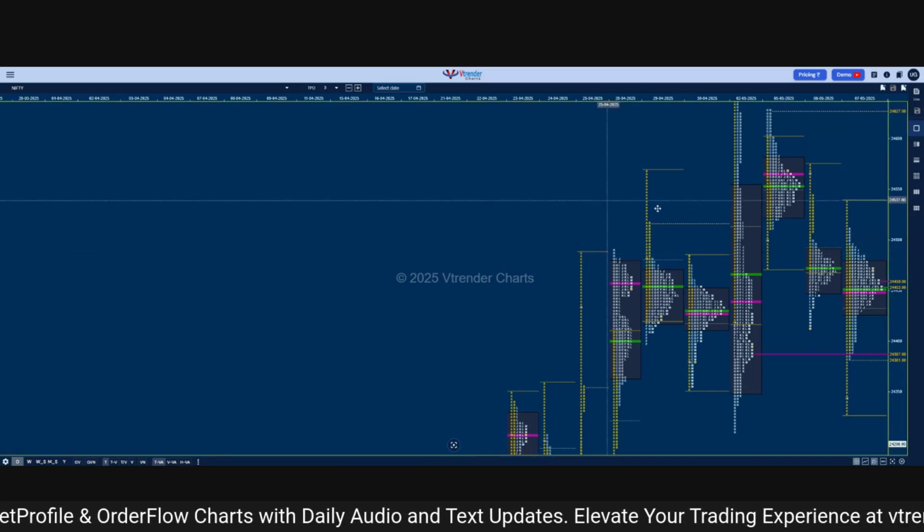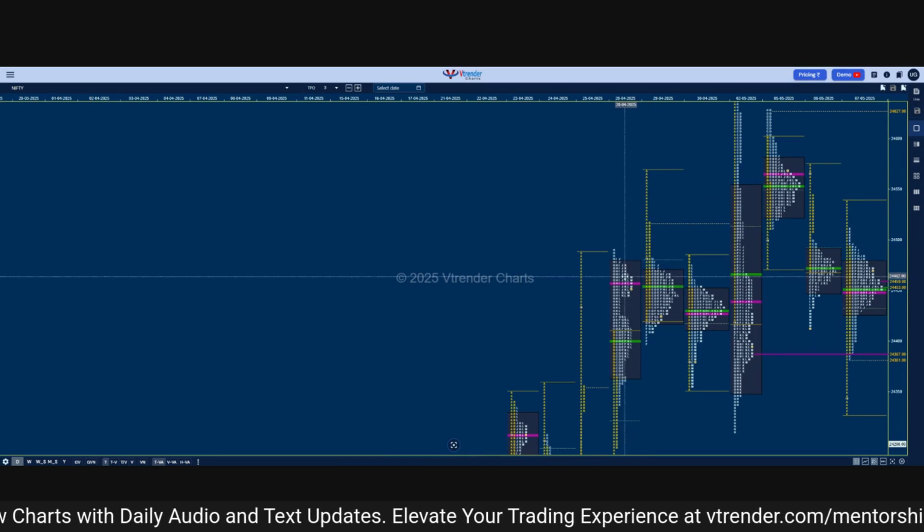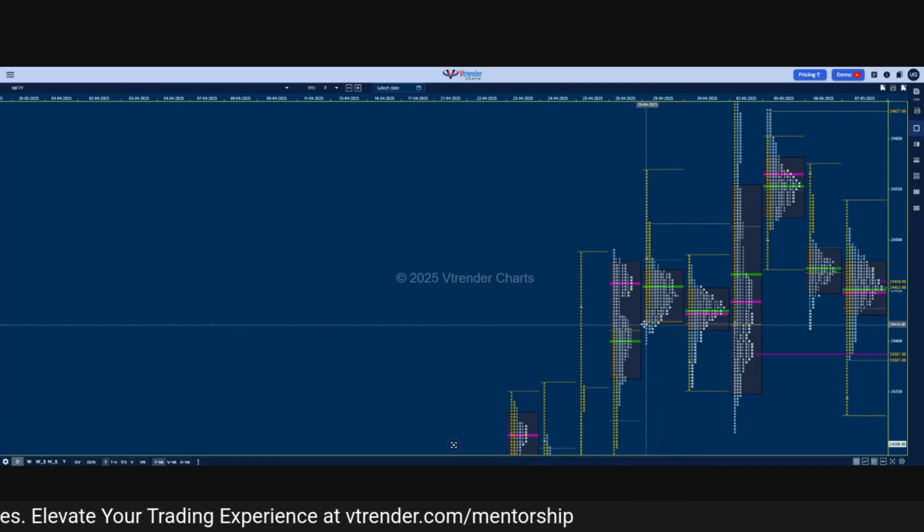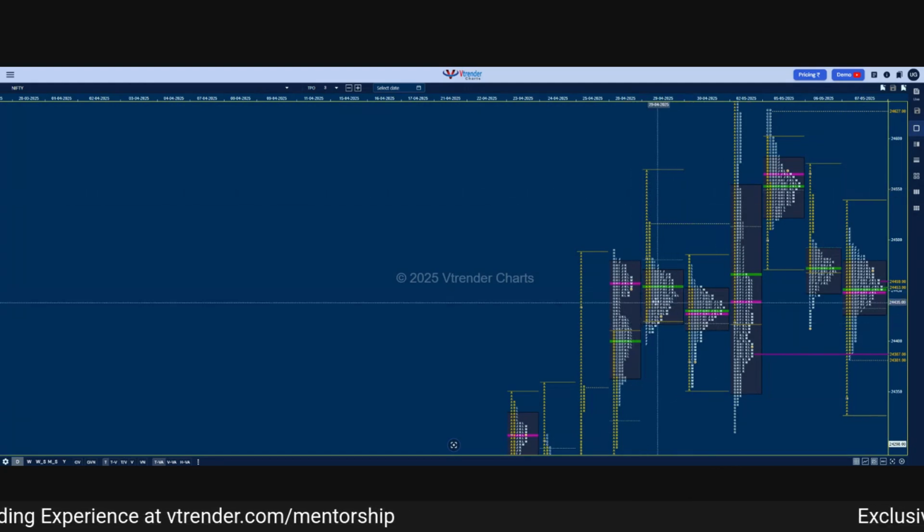You can see clearly that last week the first 3 days formed overlapping value. So what do we make of this? How do we trade this if you want to prepare for the next session?